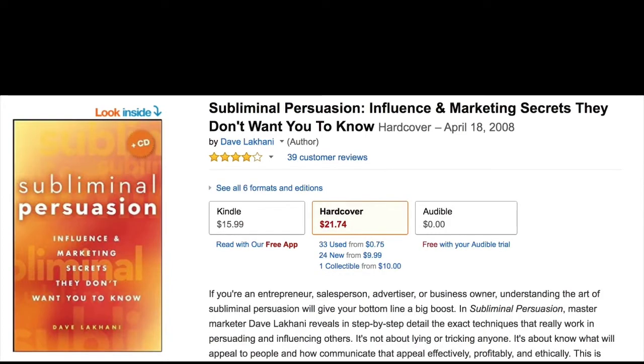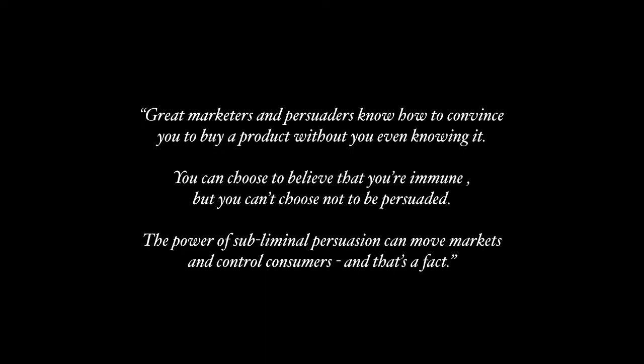And there's also another book here, Subliminal Persuasion, Influence and Marketing Secrets They Don't Want You to Know. And this is a fantastic book. If you want an edge in this industry, in this business, then I highly recommend this book. Now, here's a quote from that book.